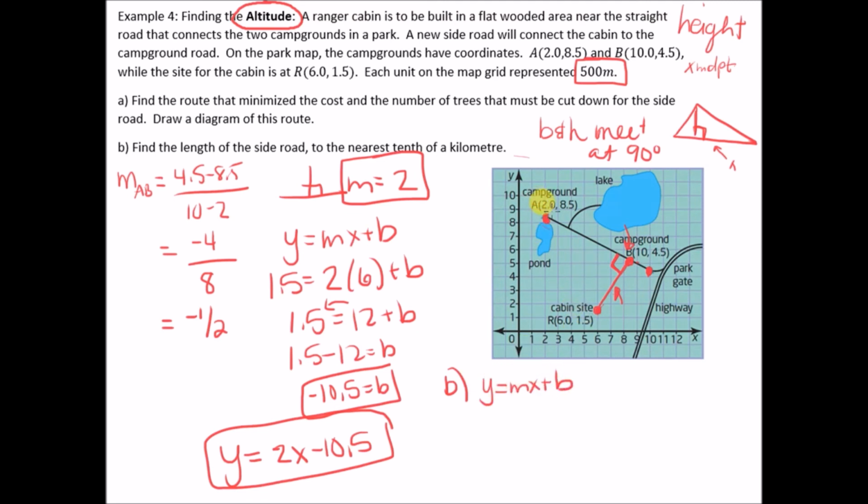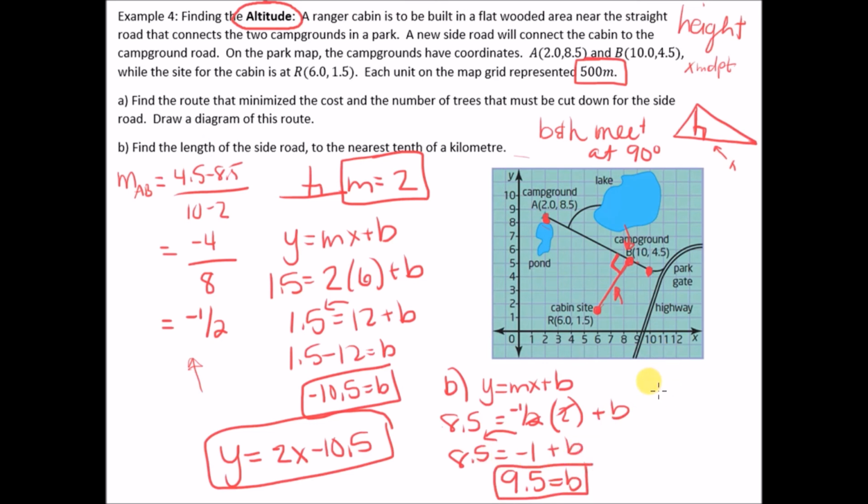So let's skip straight to this part. Let's sub in 2, 8.5. So we have -1/2 as the slope of AB. We found that before. So we're going to sub in 2, 8.5. Those cancel. I get -1. 8.5 equals -1 plus B. And I get 9.5 equals B. So now we have two equations. Okay, y equals -1/2 x plus 9.5. And we have y equals 2x minus 10.5.